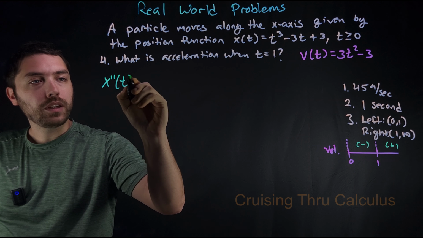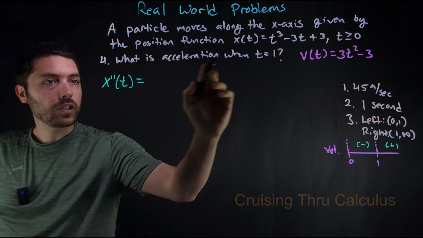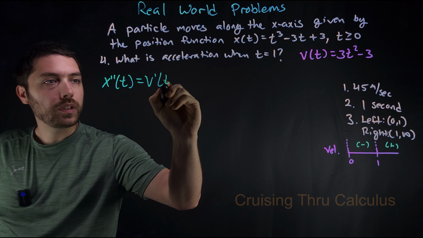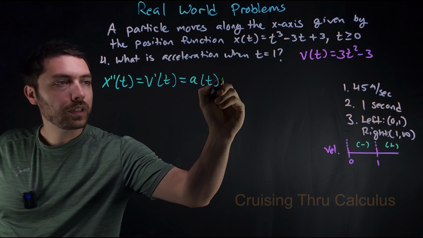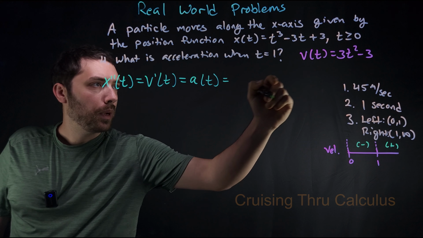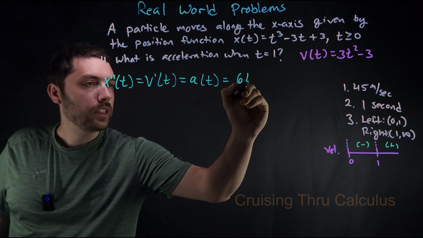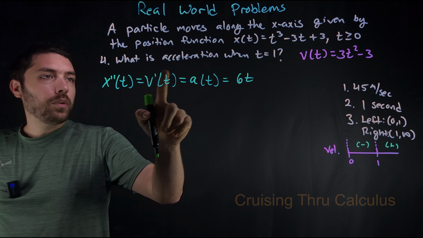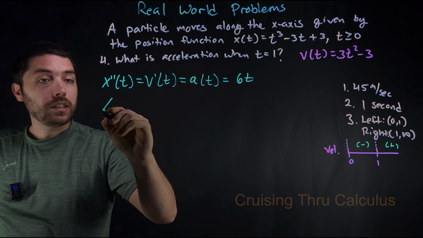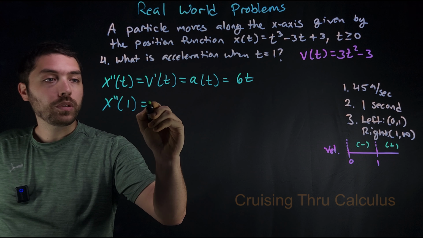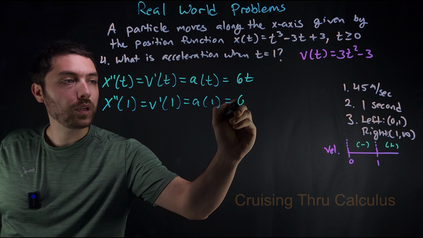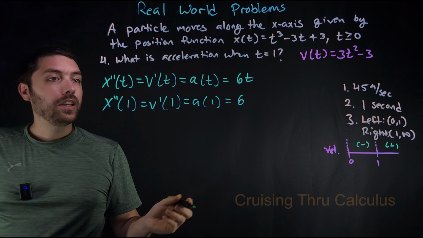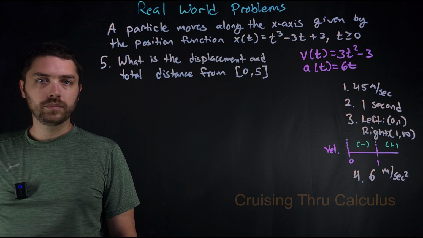Now, if you want, you can think of this as the second derivative of position, or just the first derivative of velocity. In either case, we're about to find acceleration here. Okay, so using the power rule, it looks like we're going to get 6t. So in order to figure out what acceleration is when t equals 1, all I need to do is just plug 1 into my acceleration formula over here. So 6 times 1, which is 6. And so that is the answer.